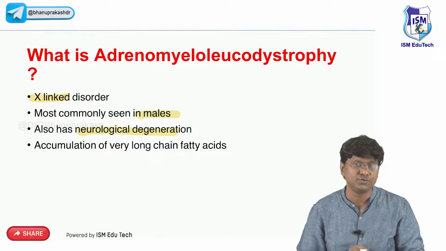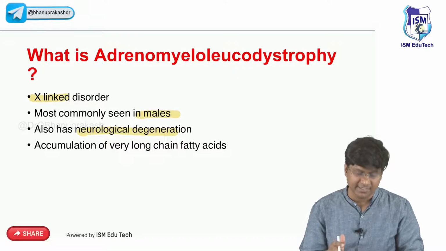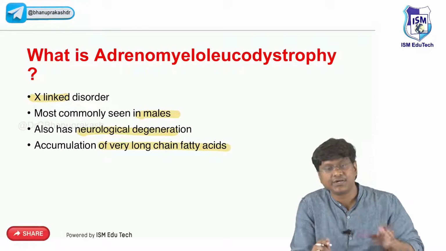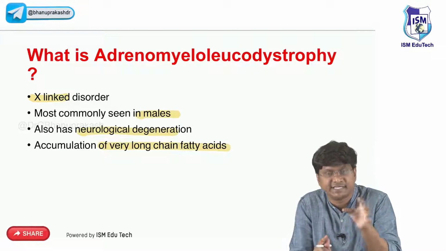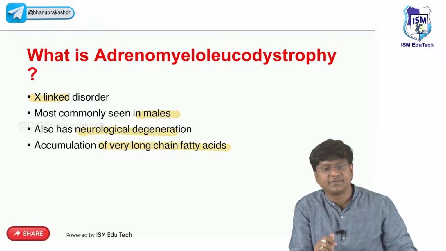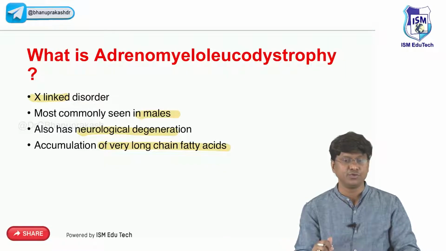And in adrenomyeloleukodystrophy, let me tell you, along with adrenal insufficiency, why is that adrenal insufficiency? That is due to accumulation of very long chain fatty acids within the adrenal gland, and that is the reason why there is adrenal insufficiency in adrenomyeloleukodystrophy.